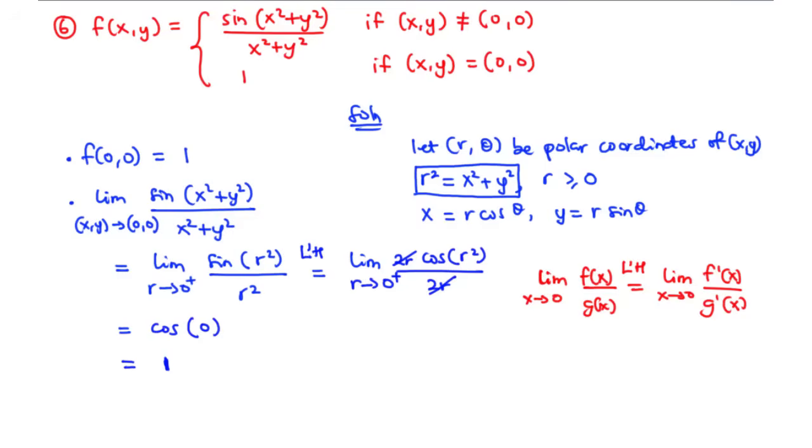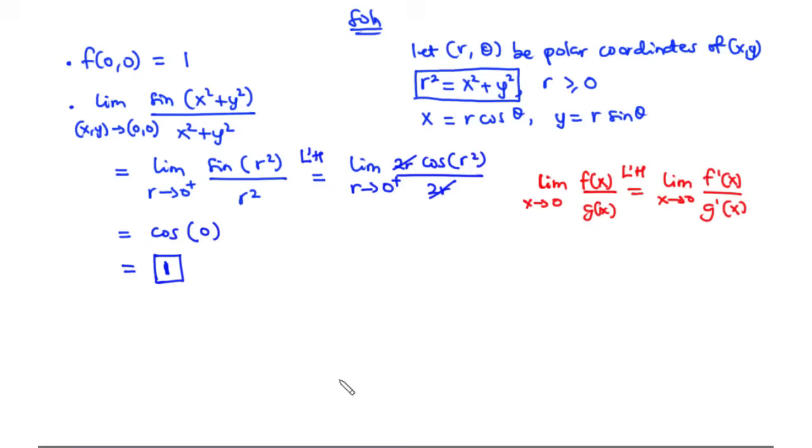Now the reason why we are using this approach for this particular question is that the actual limit of this function is equal to the value we have here. That is why we chose to use the polar coordinate approach. So the value of the limit of this function is equal to 1.